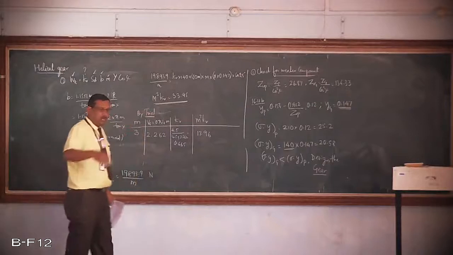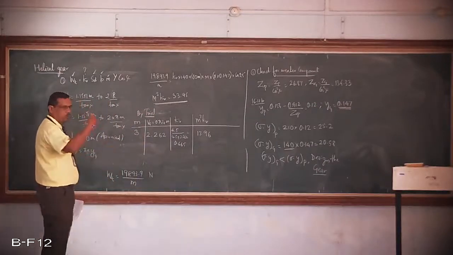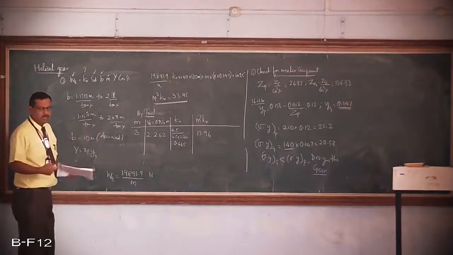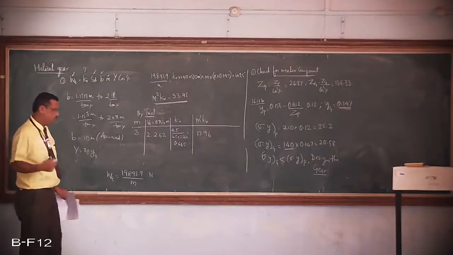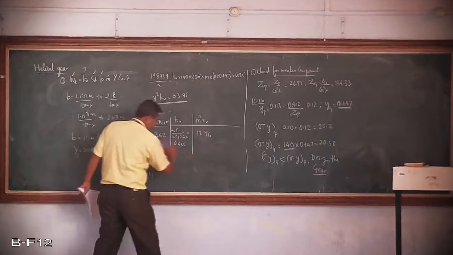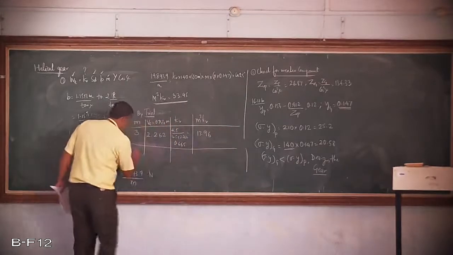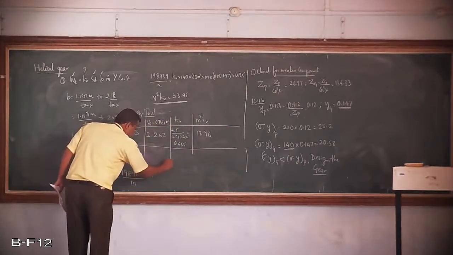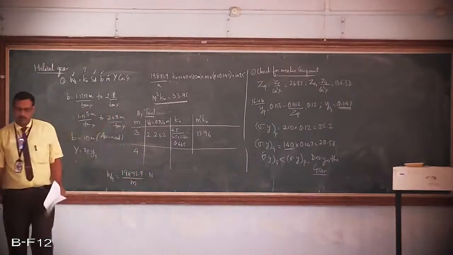Therefore, the next value could be 3.5. You can go on increasing in an incremental way: 3.5, 4, 4.5. For simplicity, I have taken 4. So this was the first trial with 3. Now let us do it with 4 millimeters. Let us take module as 4 millimeters.